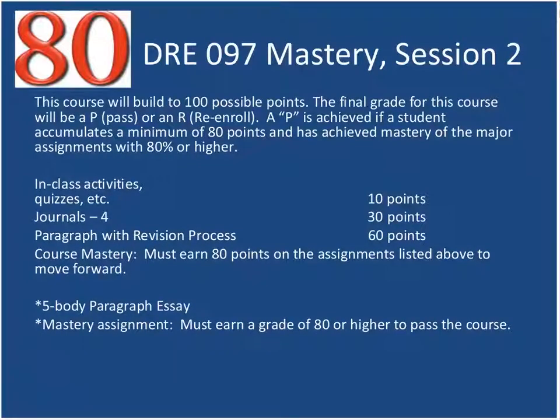This is our mastery statement for 097. Students have to, through all the assignments prior to the final essay, there's a total of 100 points, and they have to have an 80% of that 100 points in order to move forward and to actually do the final essay.